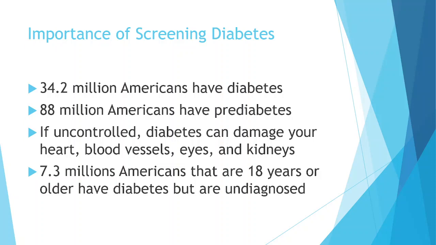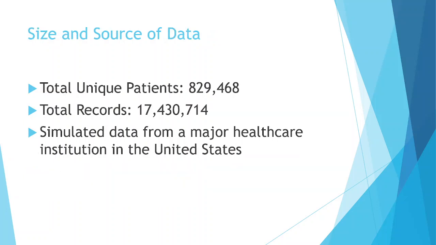So there are over 34 million Americans that have diabetes, and then there are another 88 million that have prediabetes. If it becomes uncontrolled, diabetes can damage your heart, blood vessels, eyes, and kidneys. And then 7.3 million Americans that are 18 years or older have diabetes but are undiagnosed.